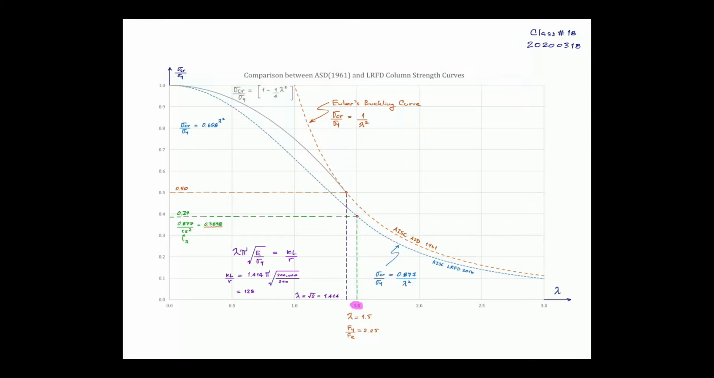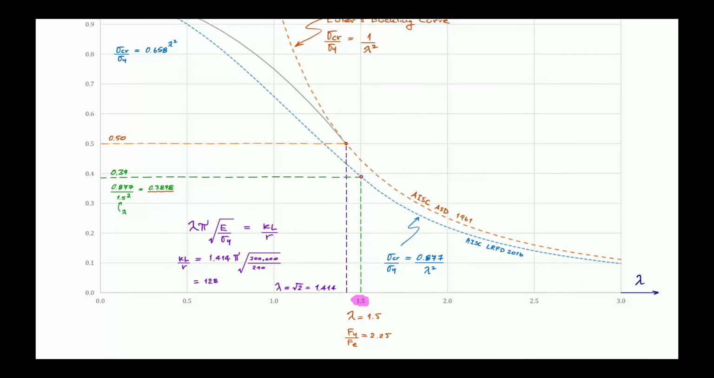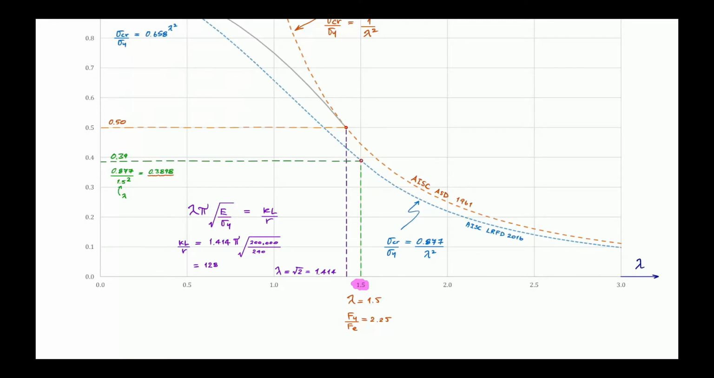If we look at AISC LRFD 2016 for the column buckling, you will see the transition at this stress ratio, sigma critical to sigma y, being only 0.39 or approximately 0.4. Okay, and this ratio of 0.5 and 0.4 in the different codes are associated with lambda values around 1.4 to 1.5.